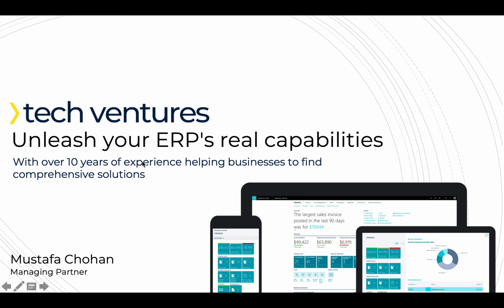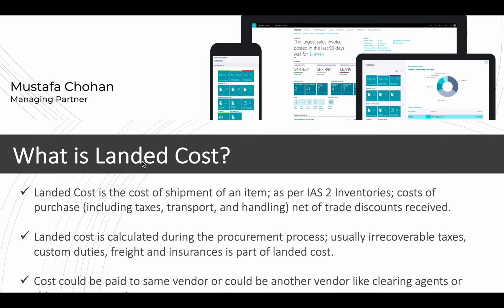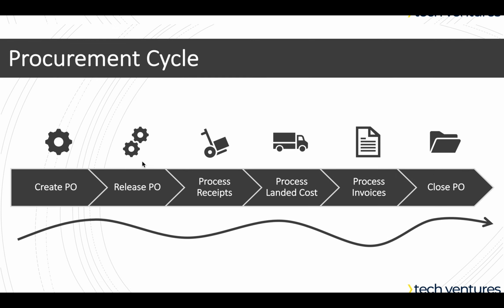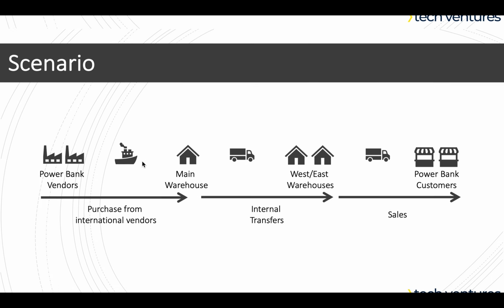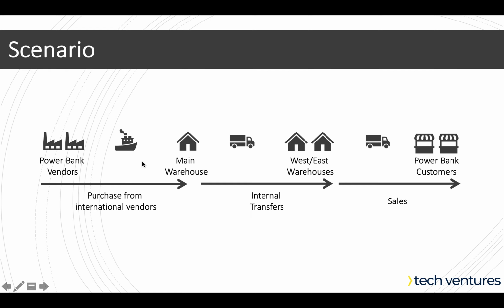In our last session, we discussed the landed cost that is available in Business Central. We tried to demonstrate a basic procurement cycle as shown in this presentation. So I would prefer that you go back to our previous session if you have not seen it. In today's session, we're going to discuss in more detail how this landed cost functionality could be extended or implemented in real scenarios.